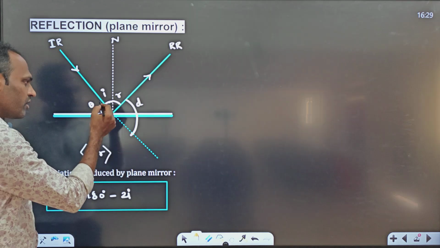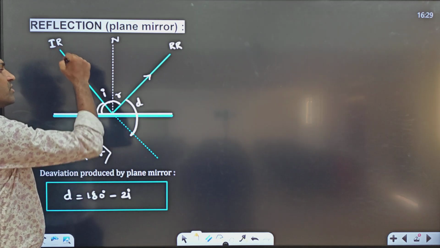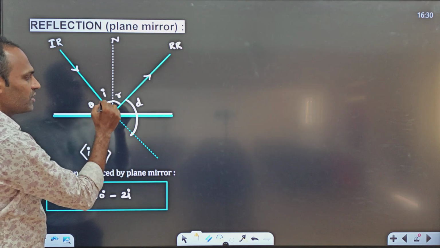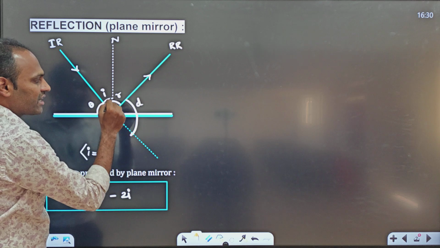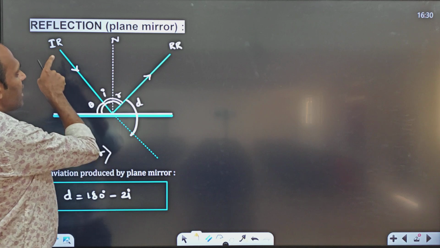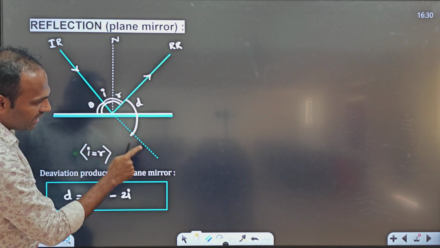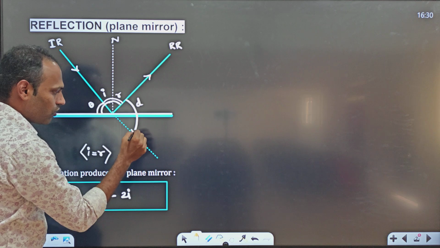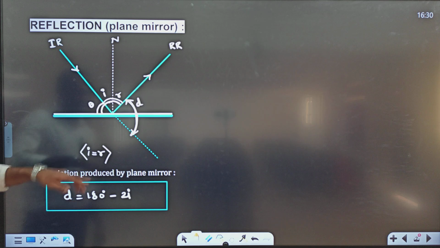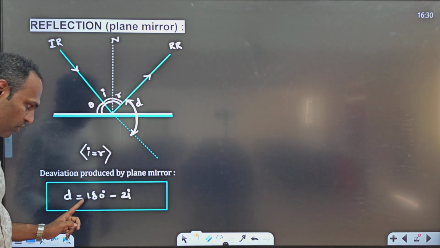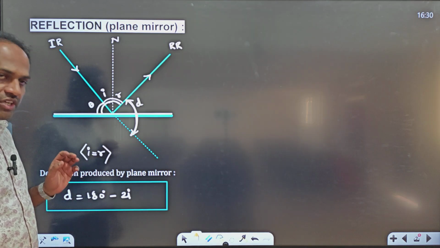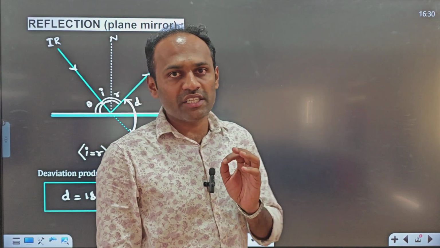Correct? What is this angle called? This angle is called the angle of glancing. The angle between the incident ray and the surface of the mirror is called the angle of glancing. The angle between the incident ray and the normal is the angle of incidence. The angle between the reflected ray and the normal is the angle of reflection, right? Then the angle between the reflected light ray and the original direction of the incident light ray is called deviation. So the deviation produced by the plane mirror is given as d equals 180 degrees minus 2i, where i is the angle of incidence. Remember the formula: deviation produced by a plane mirror is 180 minus 2i, correct?